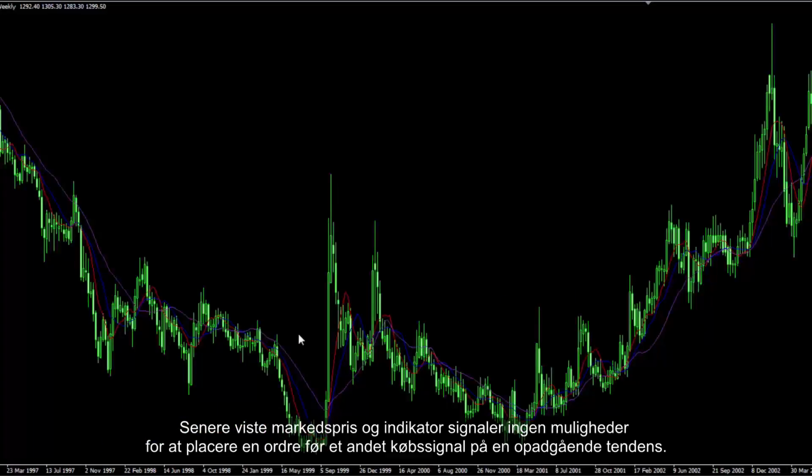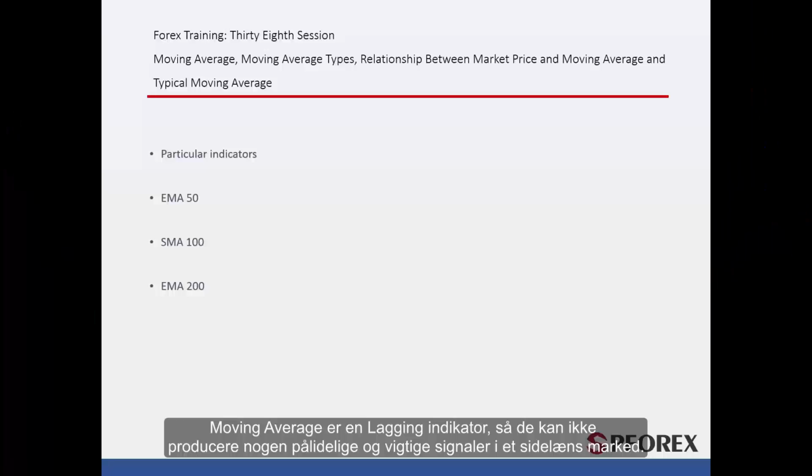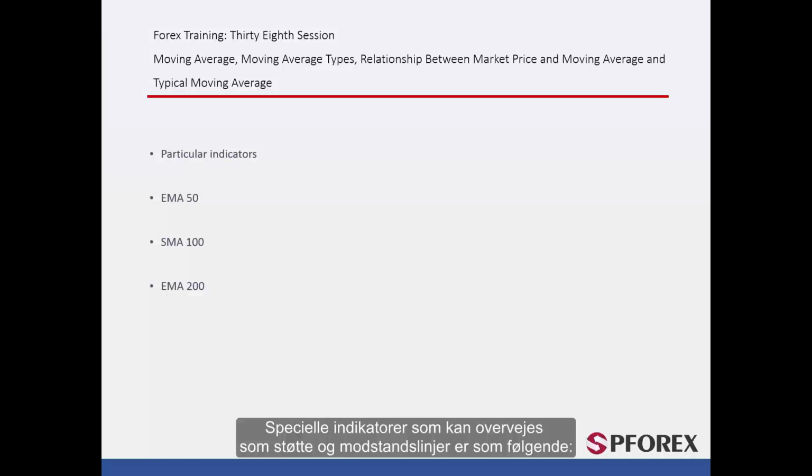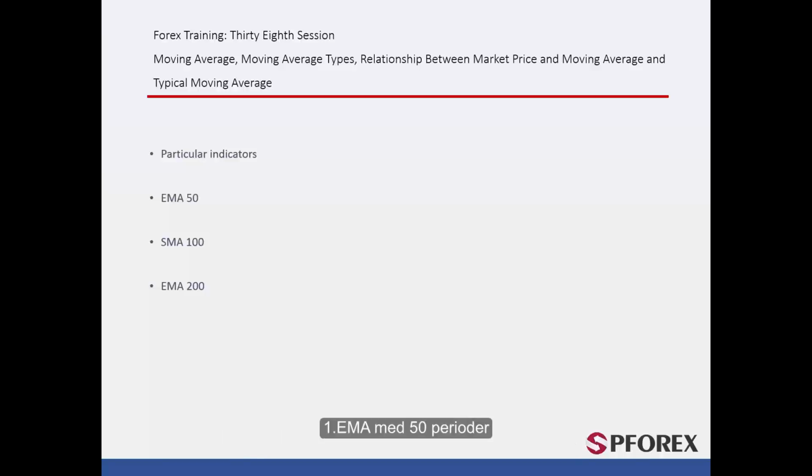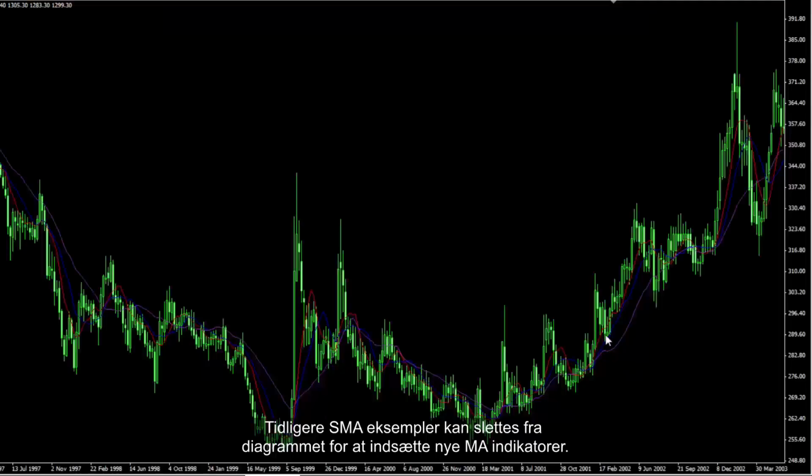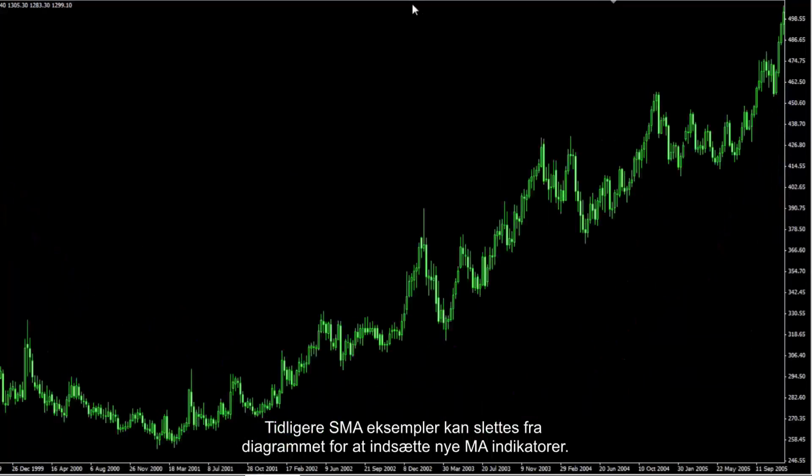Moving average is a lagging indicator, so it cannot produce any reliable and important signals on a range market. Special indicators that can be considered as support and resistance lines are as follows: 1. EMA with 50 periods. 2. SMA with 100 periods. 3. EMA with 200 periods. Previous SMA examples can be deleted from the chart to insert the new MA indicators.